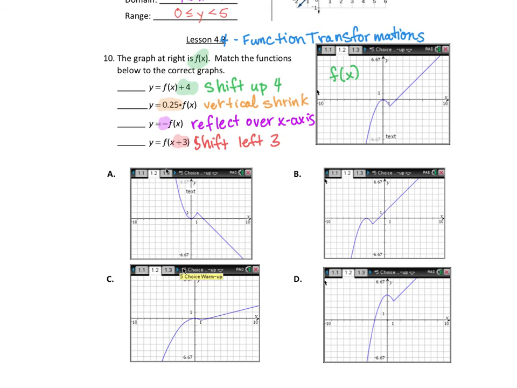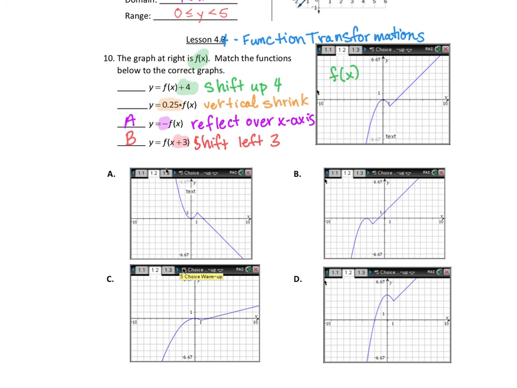Now let's match those to our graph. So here's my original graph. And you can see on this first one, A, it's completely upside down. Well, that's a reflection. So this first one is A. Next, for B, let's take a look. Here's my original. If I use this point as a guide, I can see that that point now has been shifted to the left by 3. So this B would go with our last example.